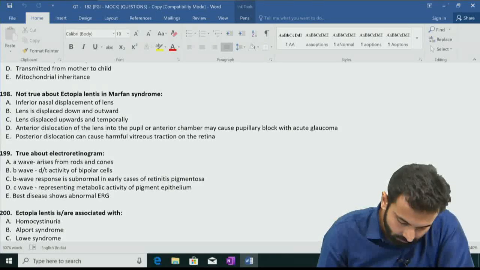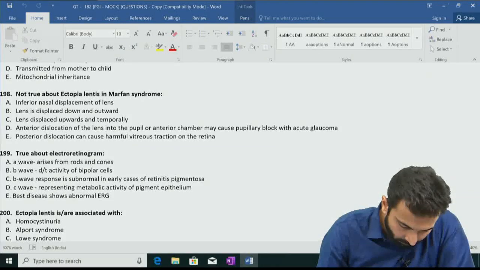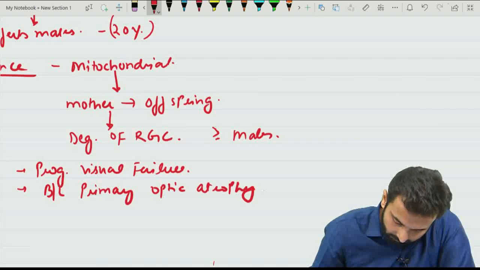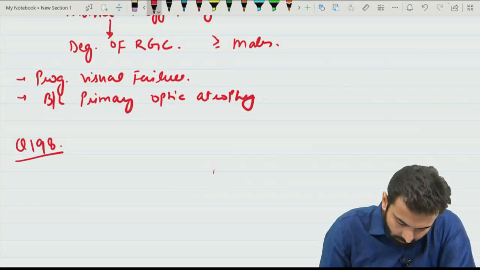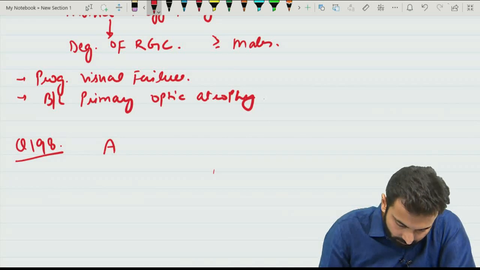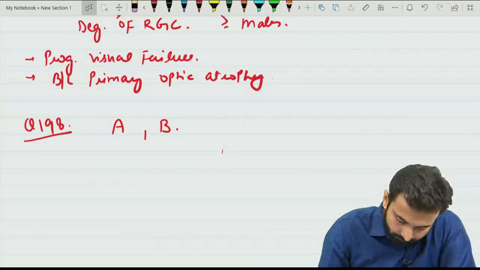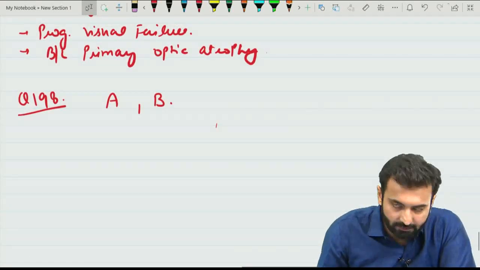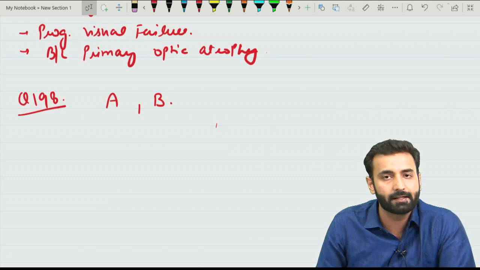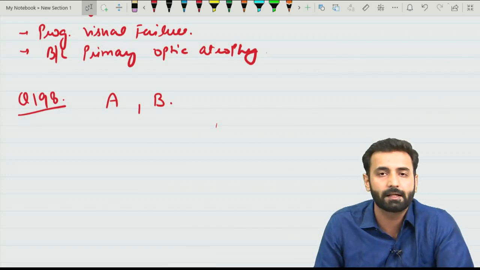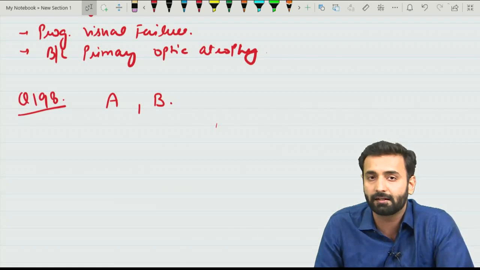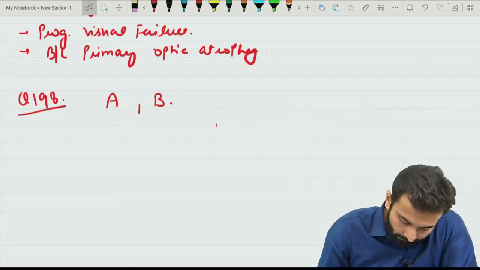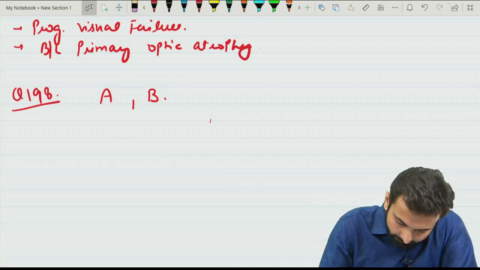Now coming to question number 198. The true options are option A and option B; these are not the answers. To solve this question, you should know what ectopia lentis is, what the main causes are, what the congenital causes are, and what the spontaneous causes of ectopia lentis are.